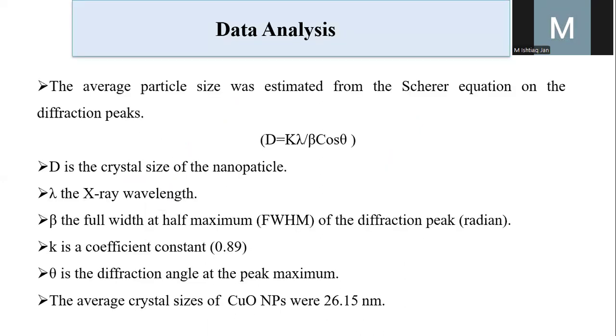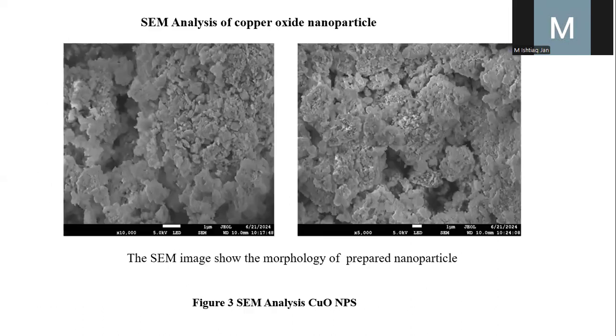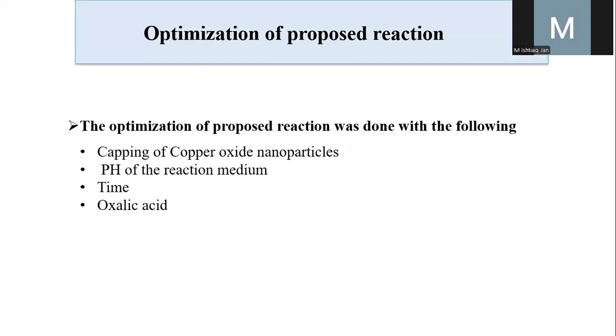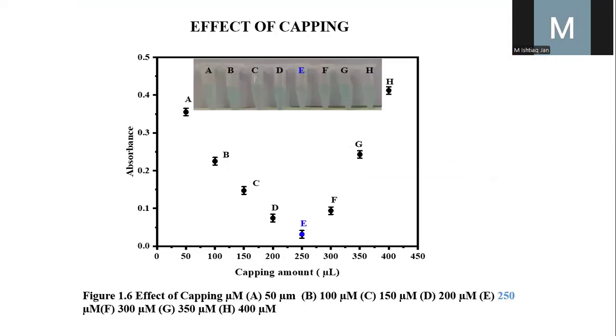This is the XRD, and we have also calculated the size of the nanoparticle, which was 26.15 nanometers, using the Debye-Scherrer equation. This is the morphological structure of the nanoparticle, and the images show that they are spherical in structure. This is the XPS analysis, and we have also optimized the sensor to sense the level of oxalic acid in the context of various parameters like capping of acetic acid, pH, time, and oxalic acid concentration.